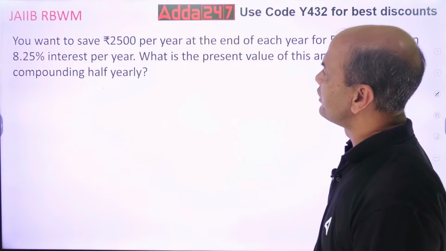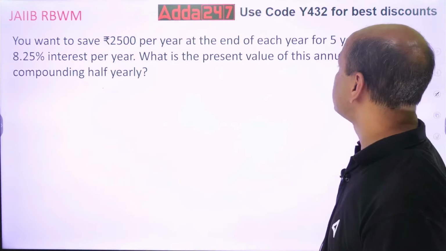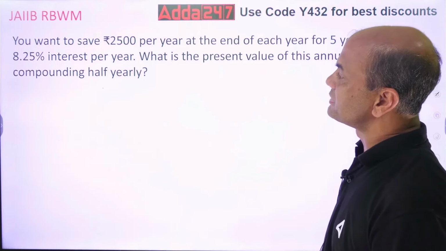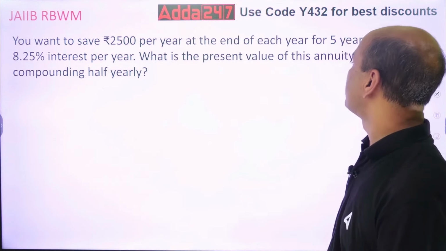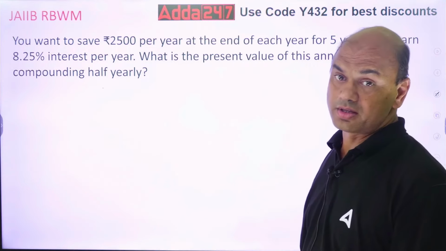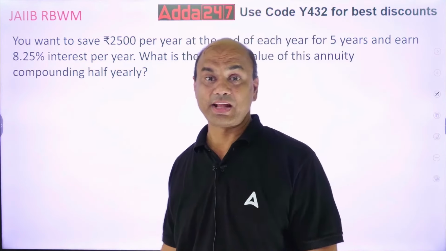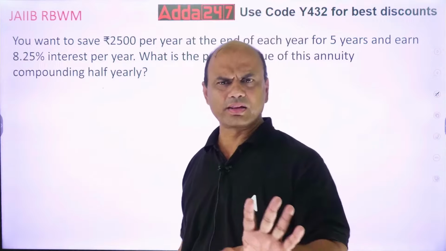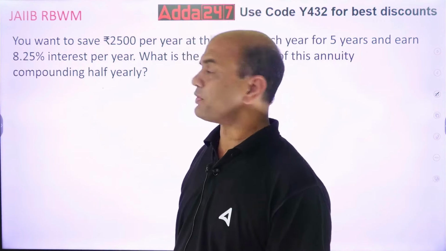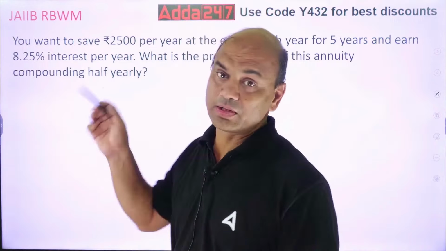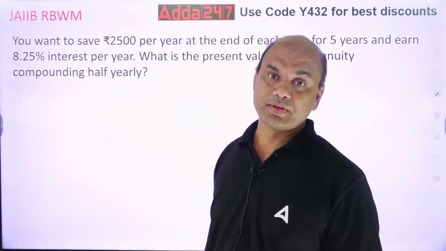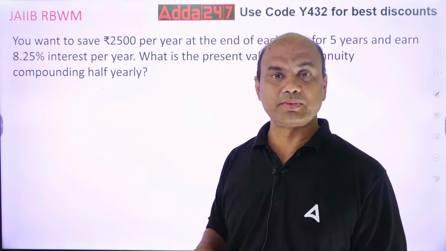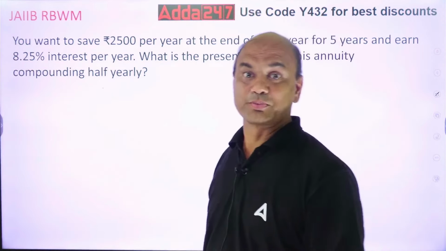You want to save 2500 per year at the end of each year for 5 years and earn 8.25% interest per year. What is the present value of this annuity compounding half yearly? Time value of money. Very difficult one. Frankly, it's very difficult. You have to find out the present value of this annuity compounding half yearly. This question is there in your AFM also, accounts and financial management, and RBWM also.